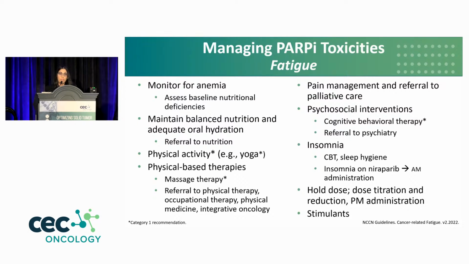Okay, now moving on to talking about the toxicities and how we manage toxicities with PARP inhibitors. One of the most common side effects of PARP inhibitors is actually fatigue, and this can impact quality of life, especially in young patients who have families to take care of and full-time jobs. So it is very important that we monitor for anemia because this is a known adverse event of PARP inhibitors as well. And we need to monitor for any residual anemia from prior chemotherapy prior to starting the PARP inhibitor as well.